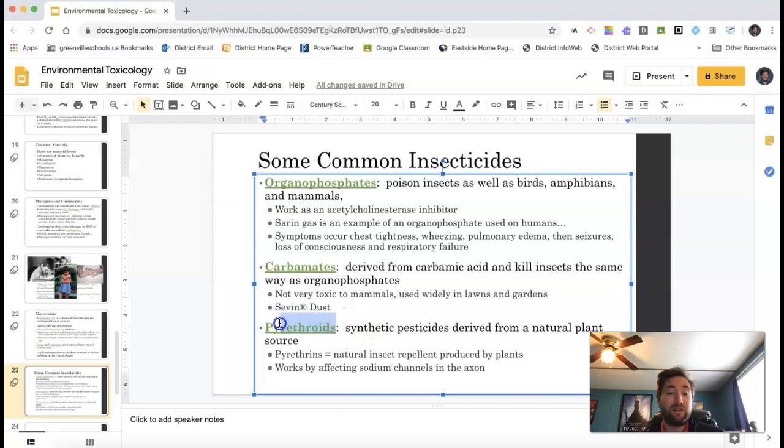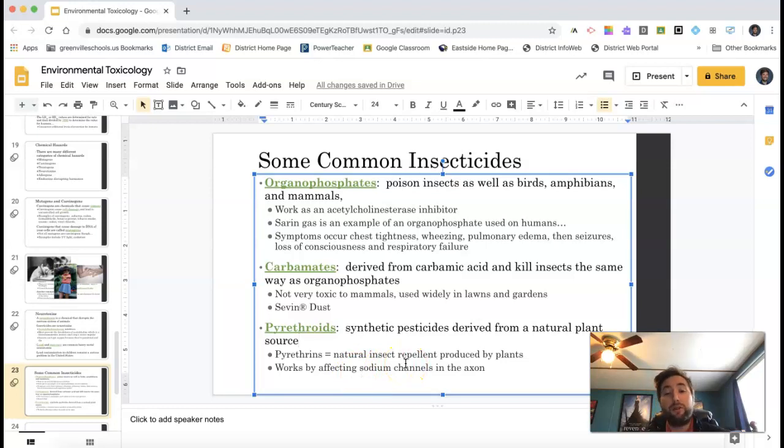Pyrethroids, these are the ones that are like the wave of the future. So what they've done is they found these pyrethrins that are found in chrysanthemum plants, and they are a natural insect repellent, and the plant just produces them naturally. So what they've done is they've taken these pyrethrins, chemically altered them, and changed them into pyrethroids, and these are synthetic pesticides that basically have the same properties as pyrethrins. And how these work is they affect the sodium channels in the axon.